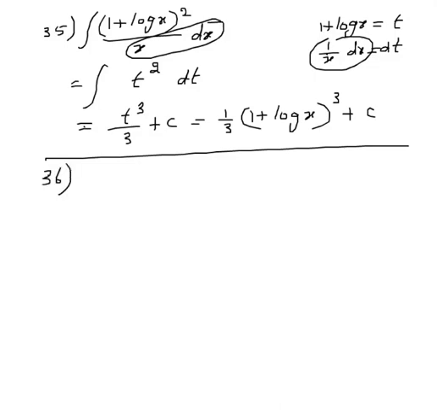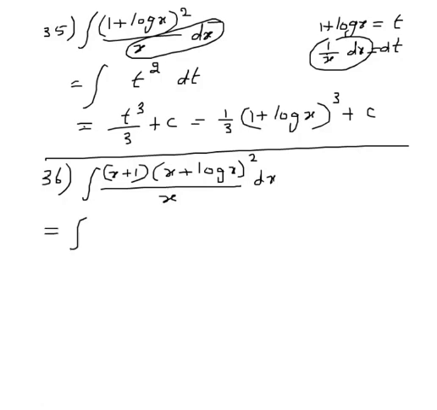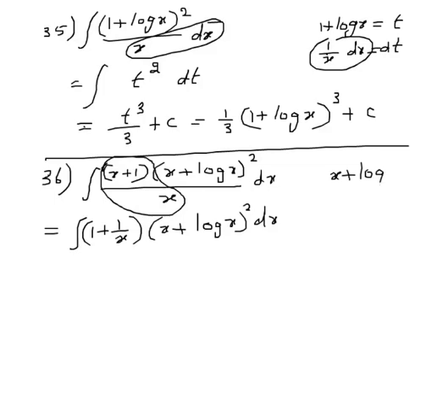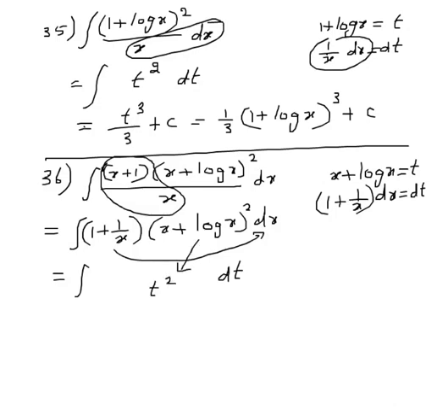Question 36. Integral x plus 1 into x plus log x the whole square, whole thing divided by x dx. I can write this as 1 plus 1 by x, that is I am dividing by x and writing, into x plus log x the whole square dx. Let us try with x plus log x as t. Differential of x is 1, differential of log x is 1 by x, which is there in the function. So 1 by x dx becomes dt, and this bracket is t square.